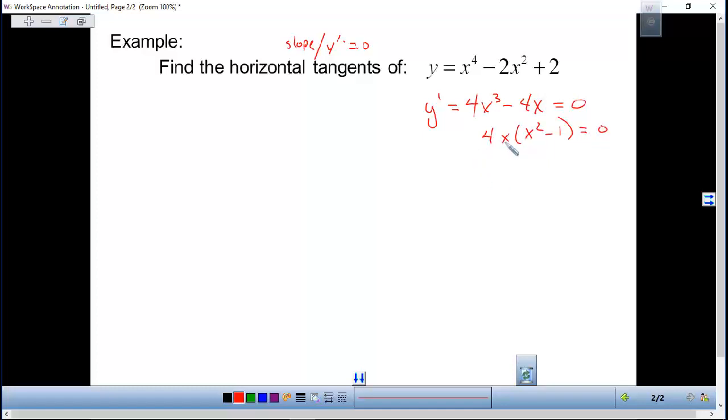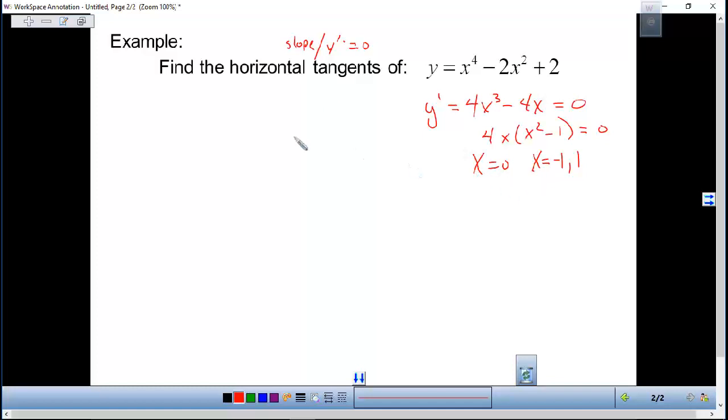So we've got a value where x equals 0 is going to make this thing 0, and then this would factor into x plus or minus 1. So x equals negative 1 and positive 1 from that part. So our solutions here are places where our horizontal tangents are: 0, negative 1, and 1. Now it says find the horizontal tangents. It doesn't say find where they are. This is where they are.